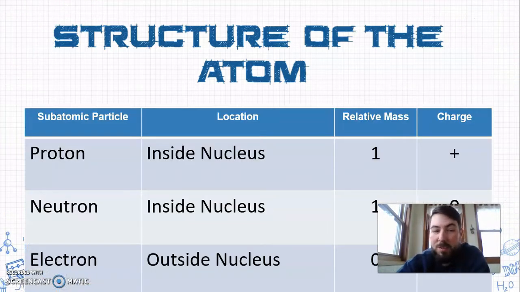And then here, there's a little chart to remember where everything is and all of its charges and weights. Protons are inside, mass of 1, they're positive. Neutrons are inside, mass of 1, their charge is 0. Electrons are outside, and they have a negative charge.